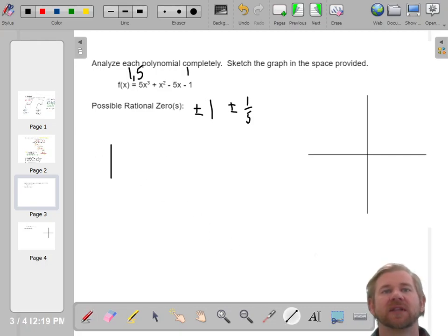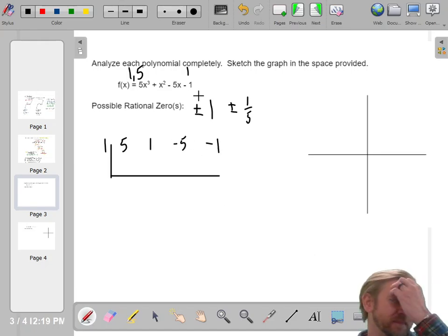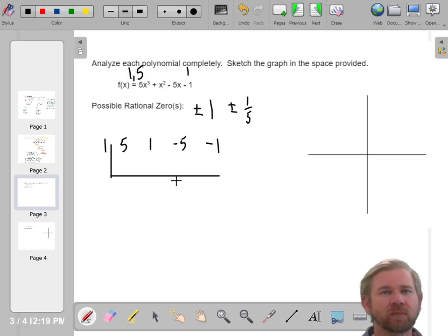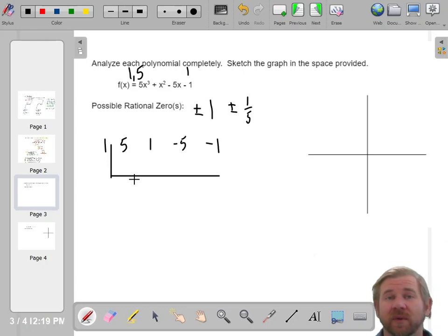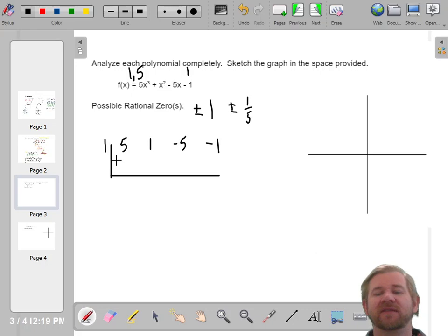I don't know what to try. Let's try 1. Let's see if we get lucky. 5, 1, negative 5, negative 1. You might be able to just factor this by grouping, but I'm going to try 1. If 1 doesn't work, I'll try negative 1. But on your quiz, on your test rather, it will be friendly. You're not going to have to try 40 different numbers. If you try the first few, you'll get one that works.